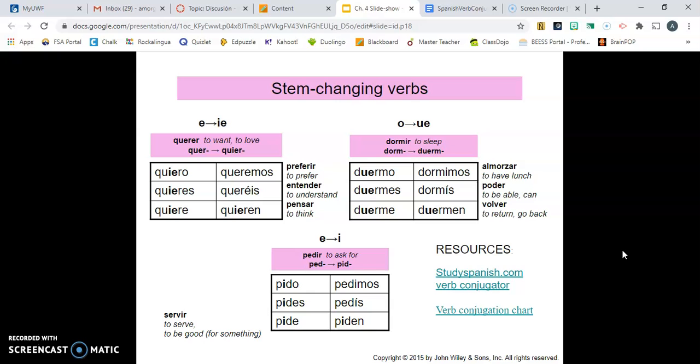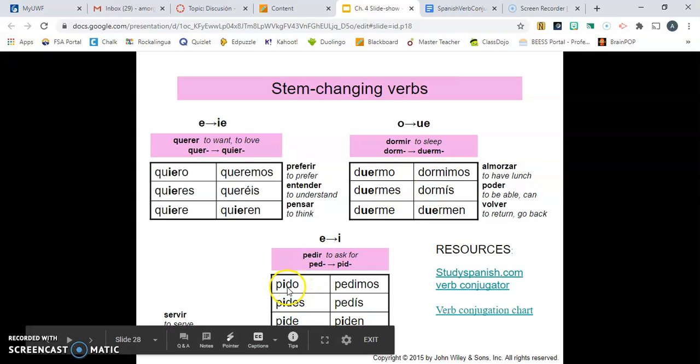So let's talk about stem changing. The typical rule is that the stem will change, and like I said, the stem is the part that is left after you remove the ending, the ER, IR, or AR. So once we've removed that ending, we're left with the stem. En este caso, querer, we take off the ER and we're left with quer, Q-U-E-R. So the stem change occurs in either the last E or the last O, there's more than one, or of course the E to I if you're using E to I verbs.